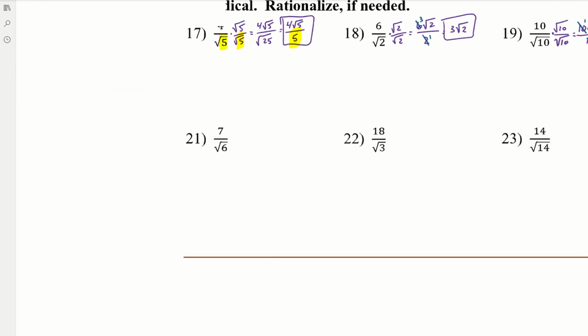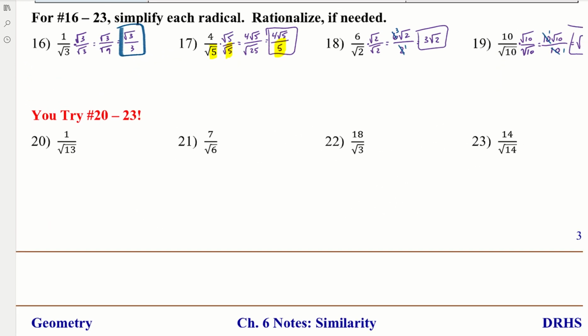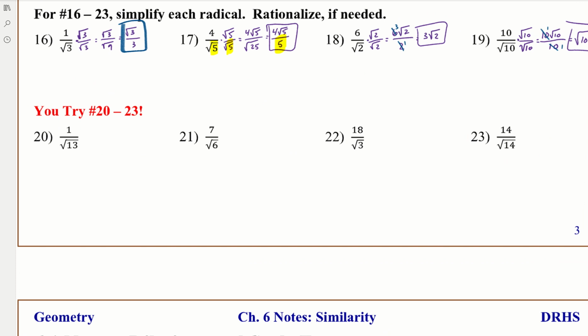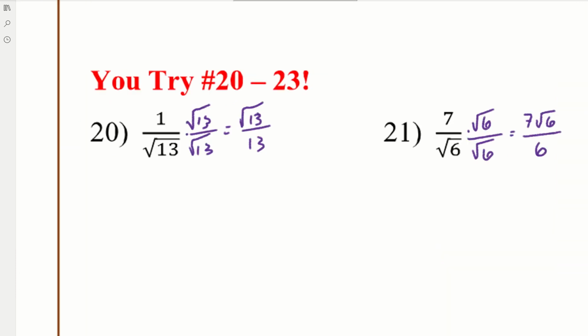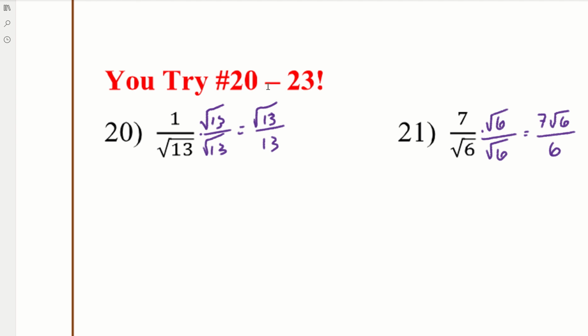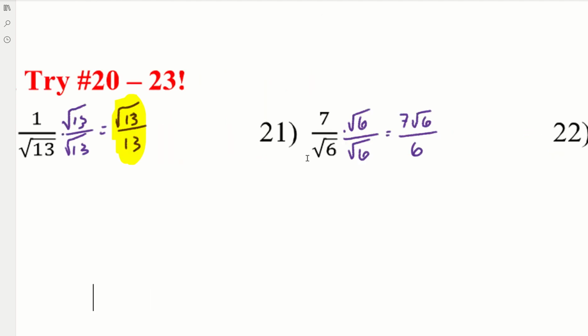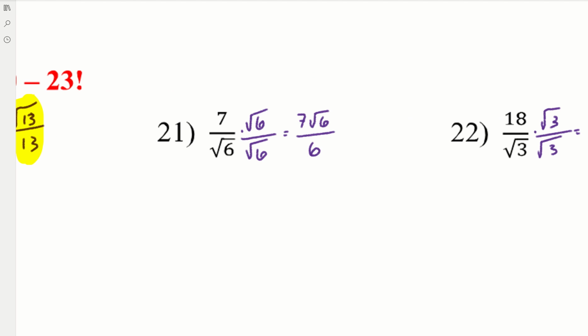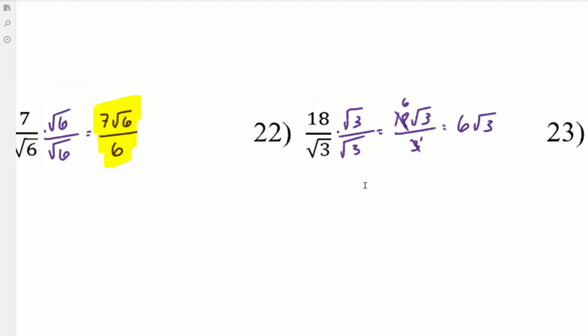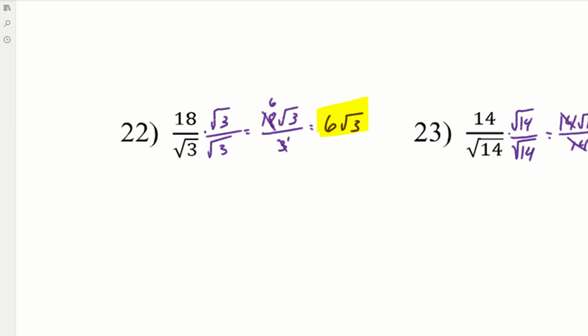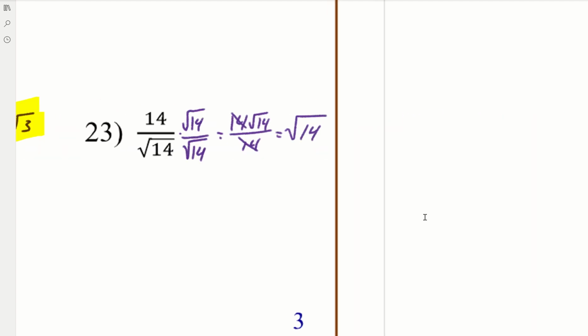All right, you guys, pause the video. I'll put the answers up here, and then that will be the end of 6.0. Okay, number 20 simplifies to just square root of 13 over 13. Number 21 simplifies to 7 square root of 6 over 6. Number 22 is 6 square roots of 3. And number 23 simplifies to just the square root of 14.